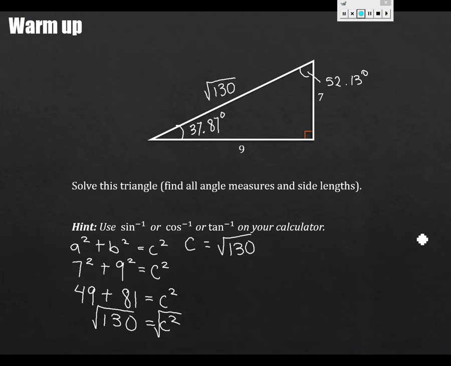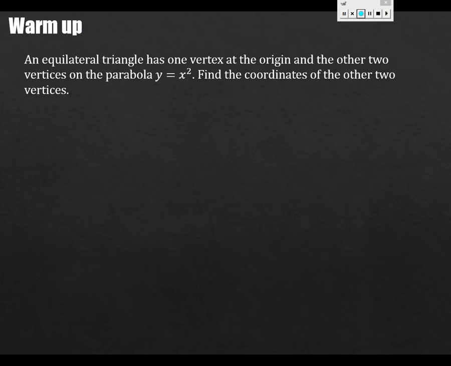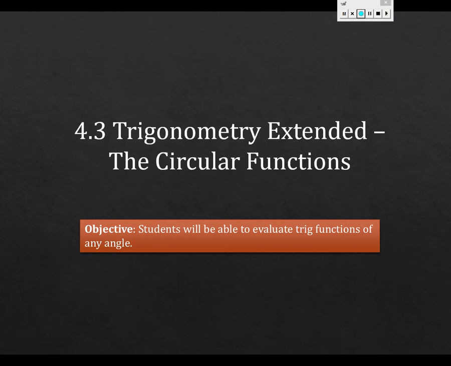What happens if someone asks you to take the sine, the cosine, or tangent or something of an angle bigger than 90 degrees? So yesterday, I don't know if you even noticed, in all the questions and in the title of the lesson, all we were doing was acute angles.